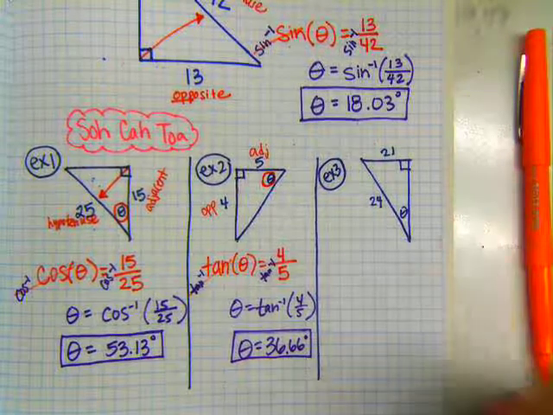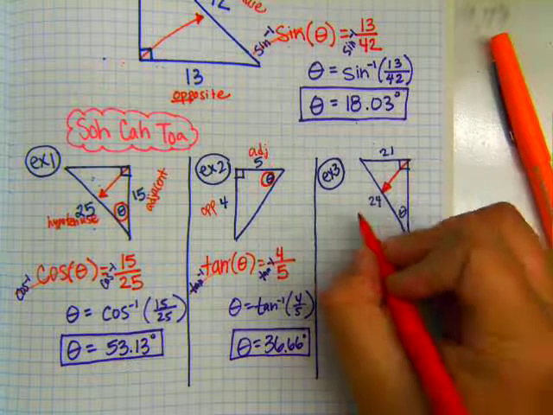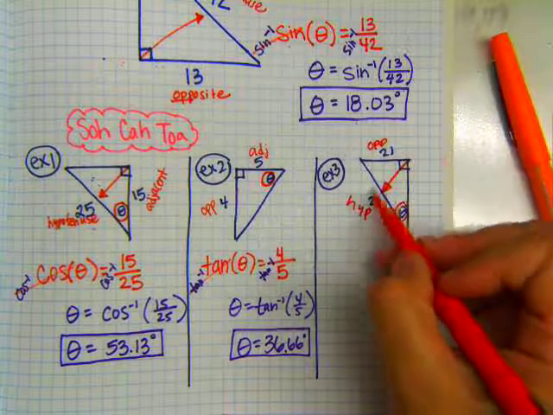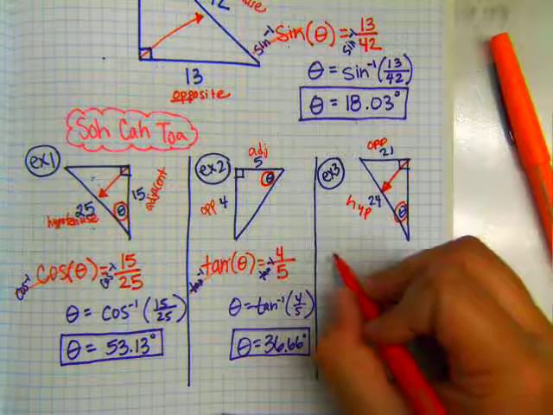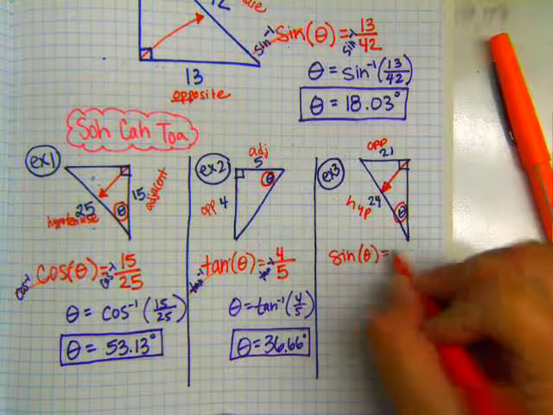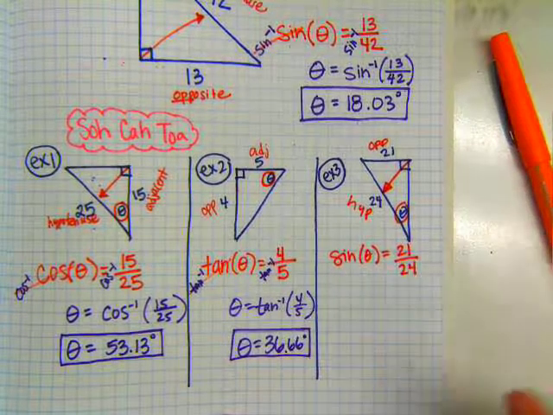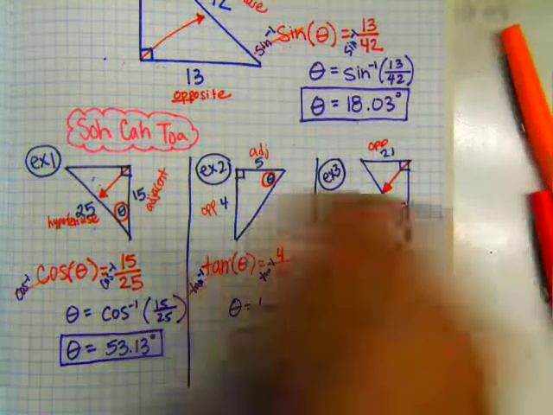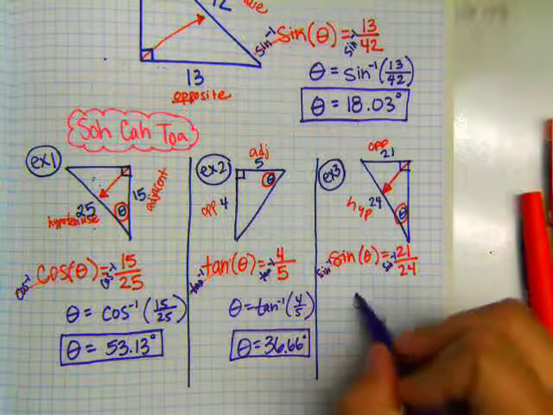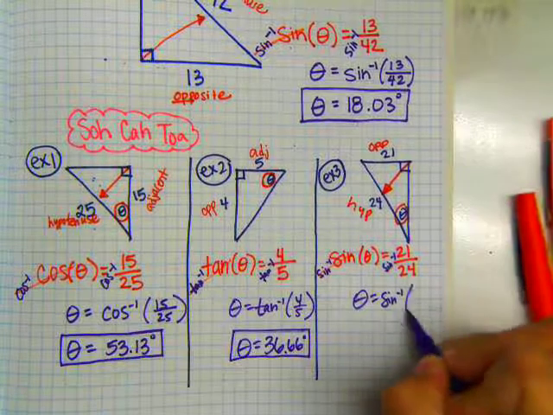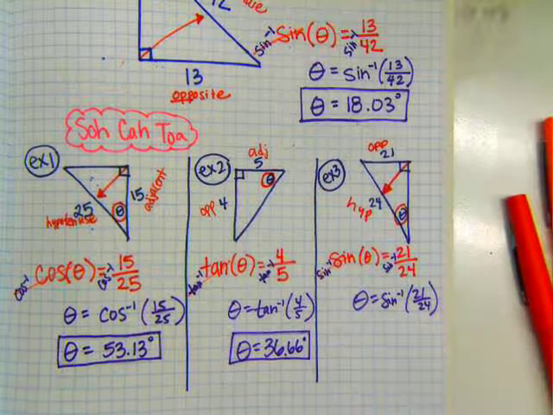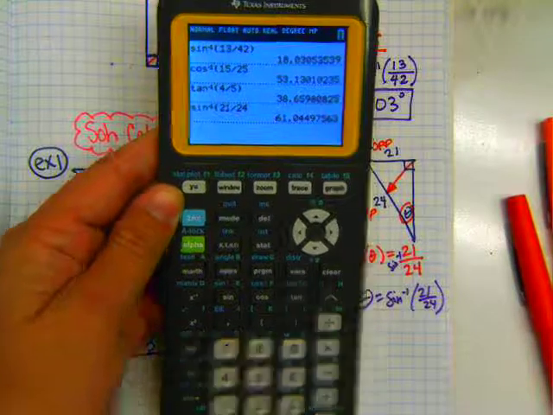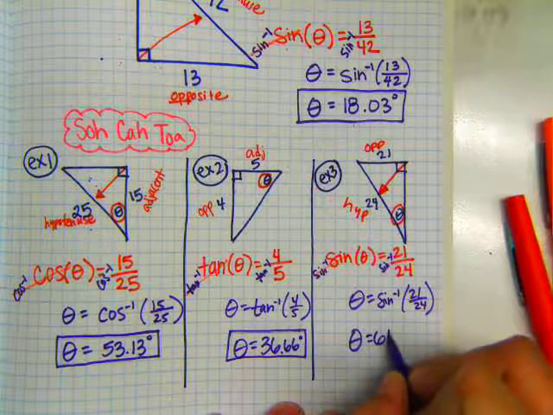And then the last one, I can label my hypotenuse first. And then looking at theta, 21 is opposite. So opposite hypotenuse, that's going to be sine of theta equals opposite over hypotenuse. Take the inverse. Those cancel. And I get theta equals the inverse sine, 21 over 24. Put that in my calculator. 61.04.